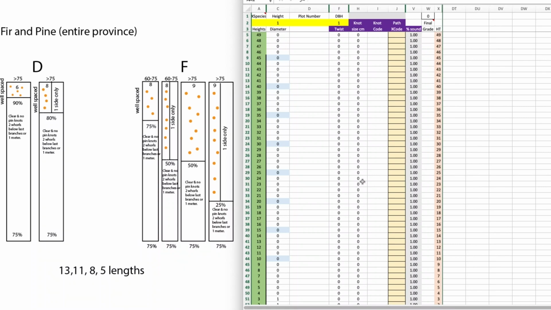I want to show how to grade a tree, how it's done here. I'll actually do three trees. I'll do a really nice tree, a medium tree, and then a really poor quality tree. Okay, let's start with a nice tree. Let's make it a fir.